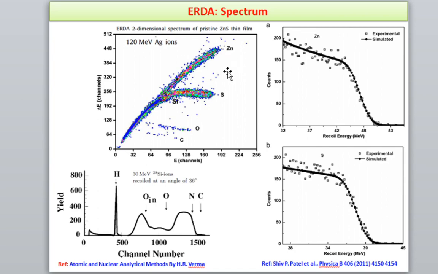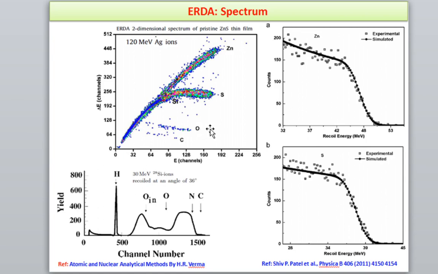If you do the same measurement by RBS, I have shown RBS of this zinc sulfide also, there we were not able to observe the oxygen and carbon which were present in the sample. But if you see here, impurity atoms, oxygen and carbon, are also present in the sample. So any light impurity, even a very minute impurity, can be detected from the ERDA measurement.